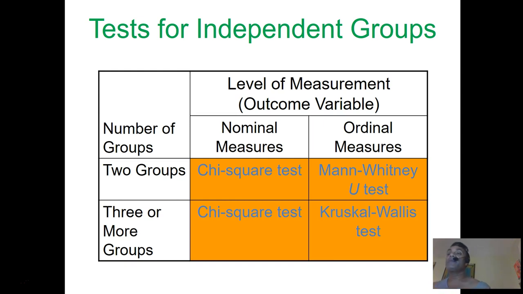Now, if my categories are not nominal, I have other options. So if they are ordinal, well, I use a Mann-Whitney U test. What's an ordinal measure? Well, that would be something like a Likert scale. How much do you like this class? A lot, a little, or not at all. That's a 3-ranked ordinal scale. For that one, I would use a Mann-Whitney U test if I've got 2 groups. If I've got 3 or more, I'd use something called a Kruskal-Wallis test. But if they're all nominal, I'd use the chi-square.